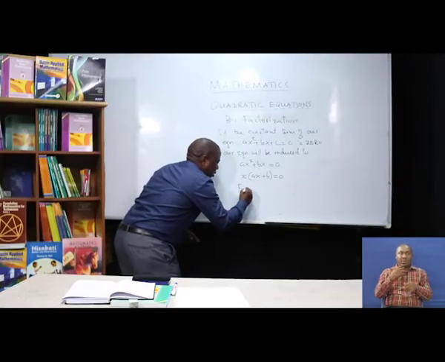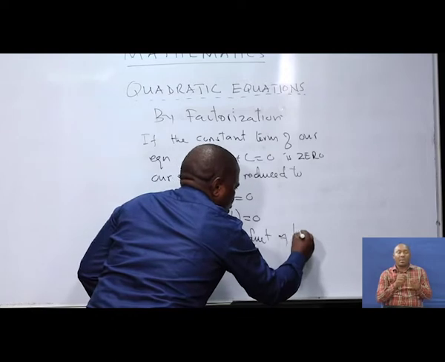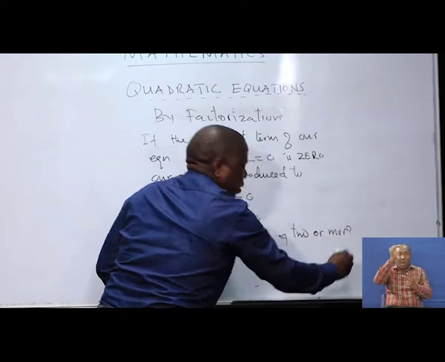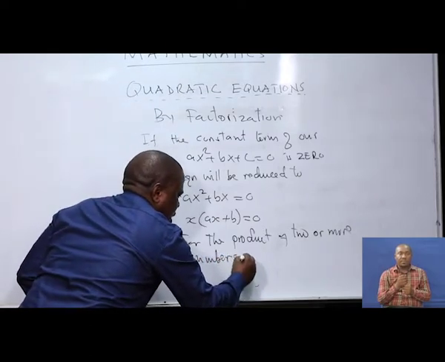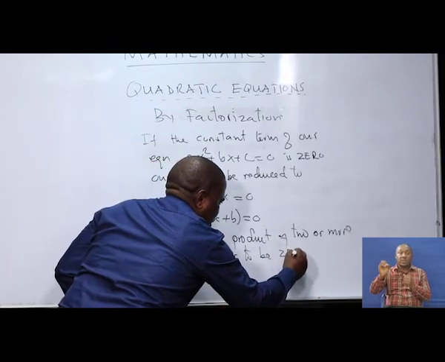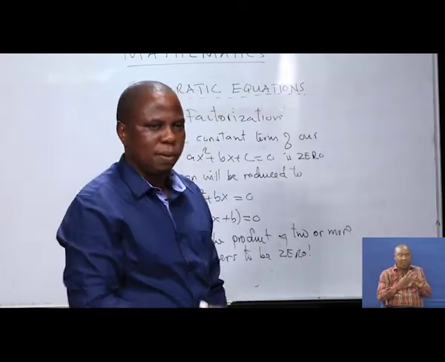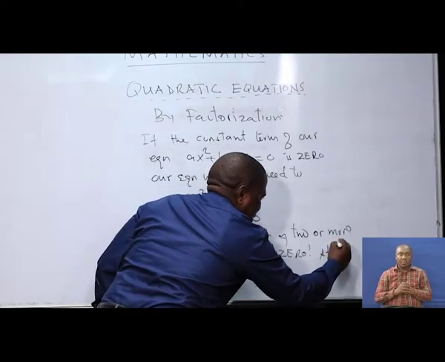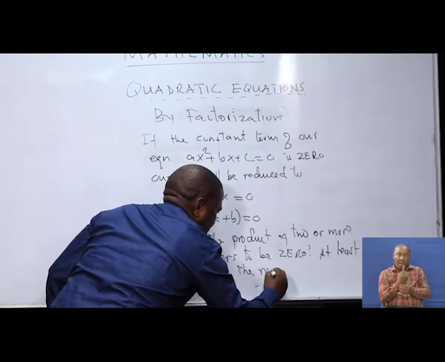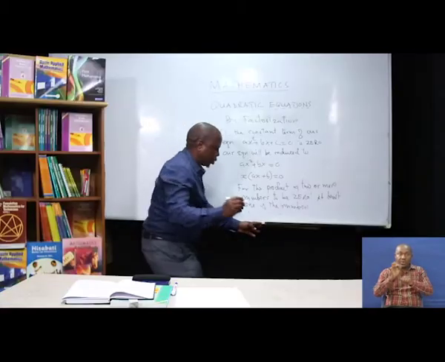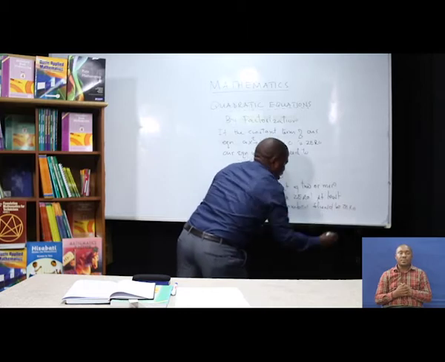We said that for the product of two or more numbers, terms, to be 0, at least one of the numbers should be 0. Now how many numbers do we have here?